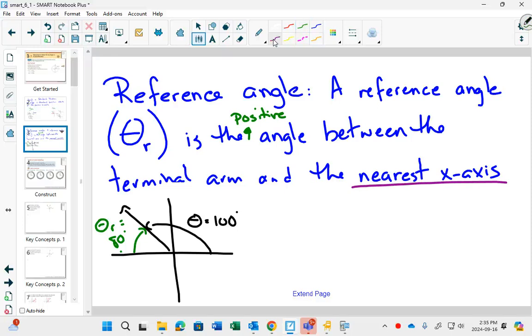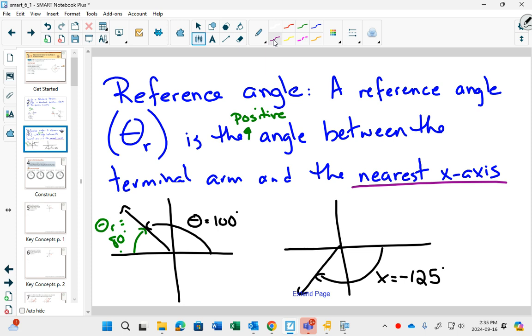If you label your angle with an x, then your reference angle you label with an x with a little r. Whatever the main angle is, your reference angle just has a little r. Now we would have to think what adds up to 180 here would be 55 degrees. And even though the regular angle is negative, the reference angle is always positive.